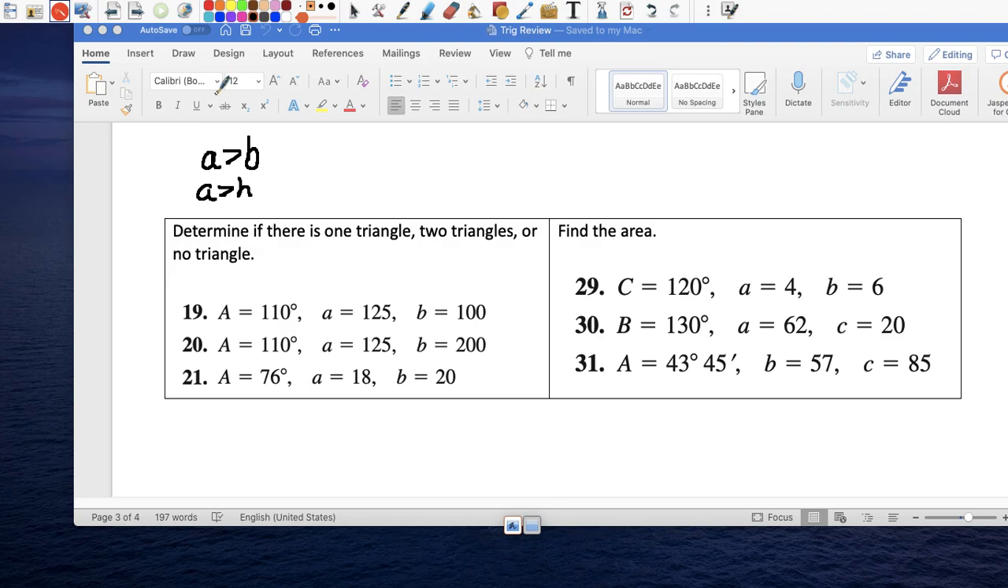That's one triangle. When there's no triangles, right, A is going to be less than B, and A is going to be less than the height. And when there's two triangles, we're going to have that A is less than B, but obviously A is greater than the height. So let me draw the information that we have.